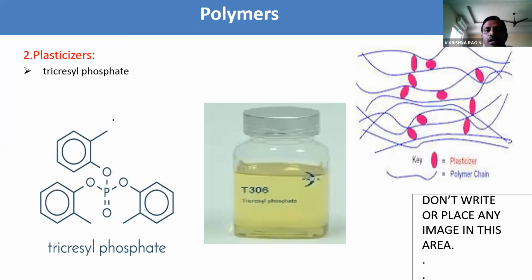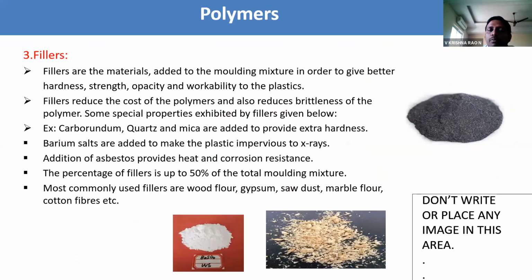Here are the tricresyl phosphate structures. This is the tricresyl phosphate and this is the triphenyl phosphate. The color of this plasticizer is pink. Whenever this is added to the polymer chains, it helps in breaking the polymer chain and helps the easy movement of the chain to take place.